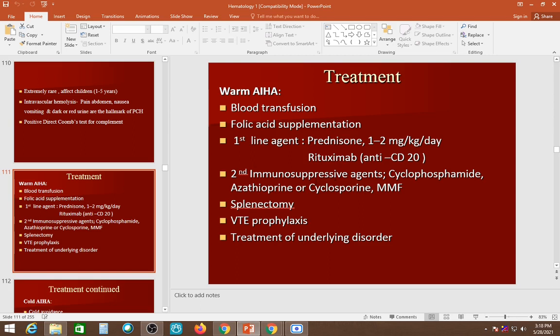And also, as I told you, the risk of venous thromboembolism is around 30%. So these patients require prophylactic anticoagulants, like low molecular weight heparin or conventional heparin. And obviously treatment of the underlying cause that causes this autoimmune destruction.